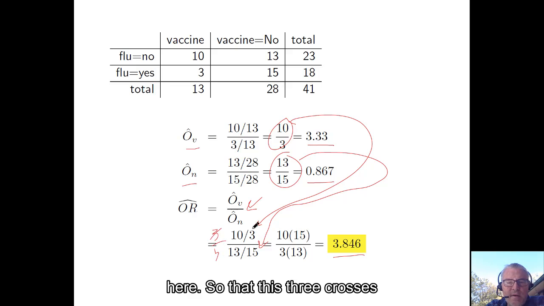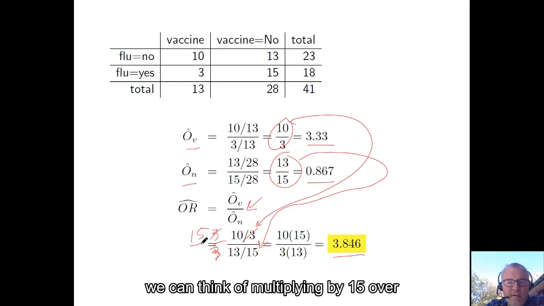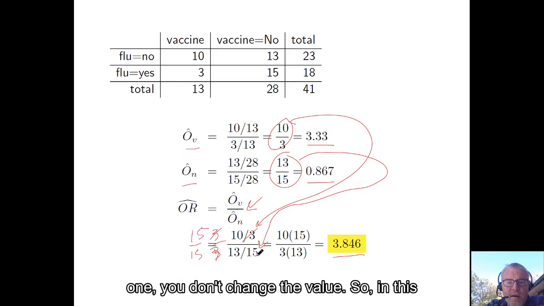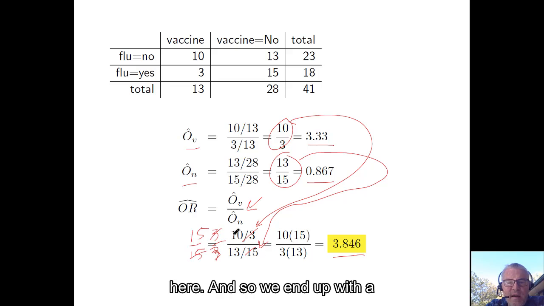So then this 3 crosses out and this 3 stays. And we can think of multiplying by 15 over 15, right? It's okay to multiply by 1. You don't change the value. So in this case, the 15 crosses out here. And so we end up with the 15 multiplied by 10, so 10 over 15.